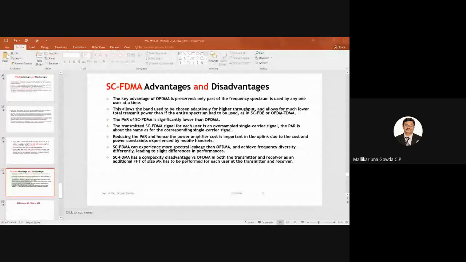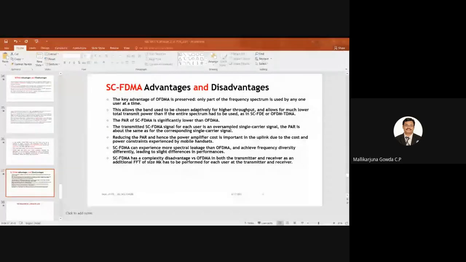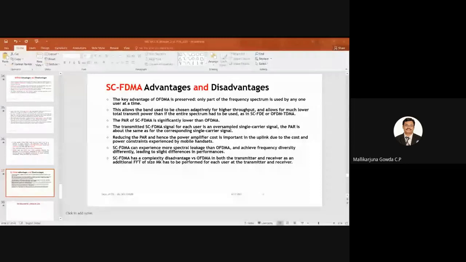Yes, my dear students. Is it possible to say, Abhilash, what are the advantages of SC-FDMA? Abhilash? Yes, Abhilash. What about Aditya? See, many people started leaving because they understood that I will be asking questions. Yes, Aditya.